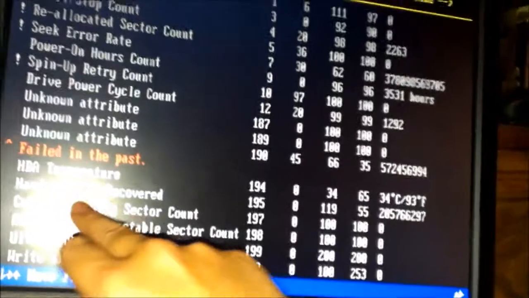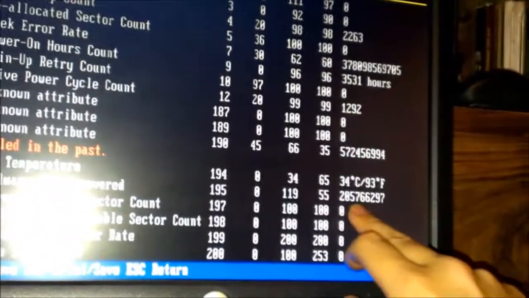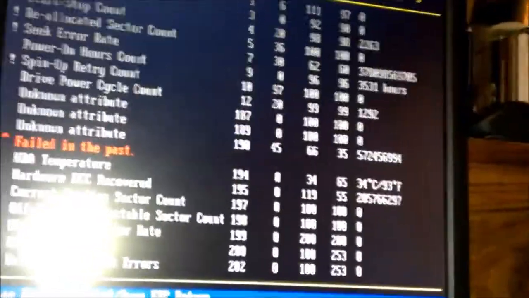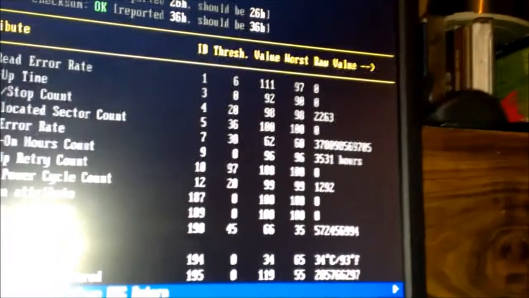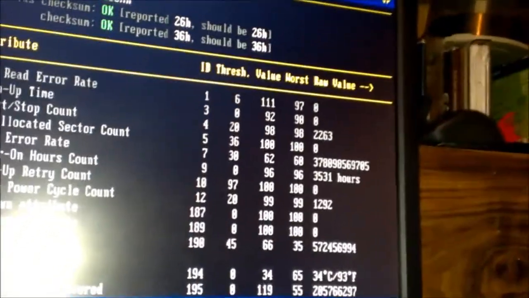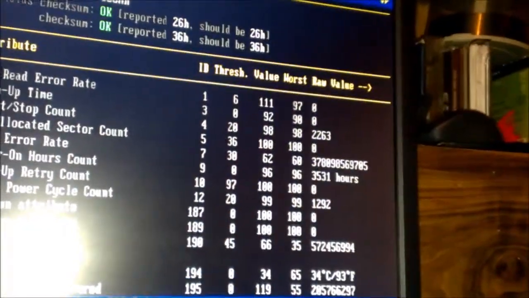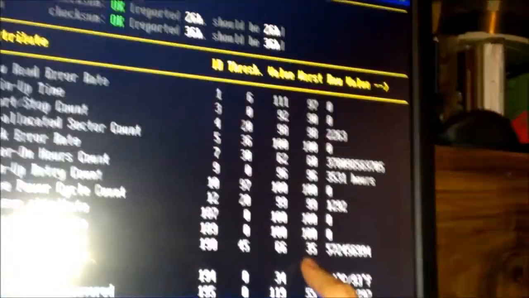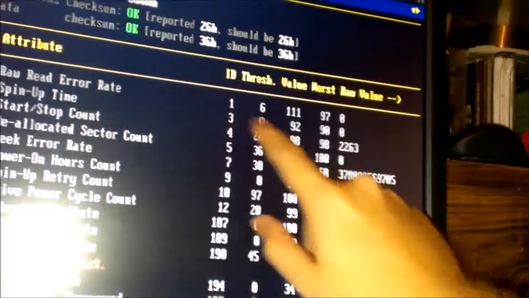I don't understand what the hardware ECC recovered is. It's at like 2 billion or something. But like I said, this hard drive's working. Seagate just has something different they're going by, so you just have to look up your specs on the internet for that particular drive. But Western Digital usually goes by the thresh, value, and the worst. That's what they usually go by, and also the raw value.